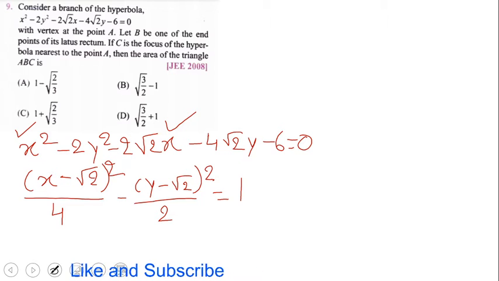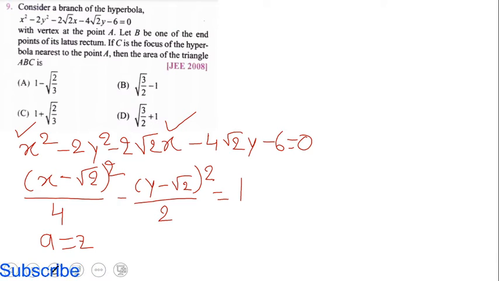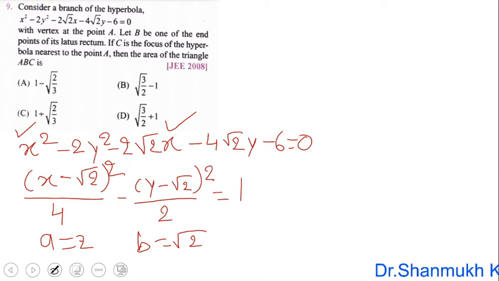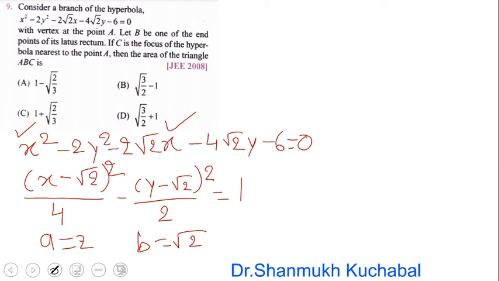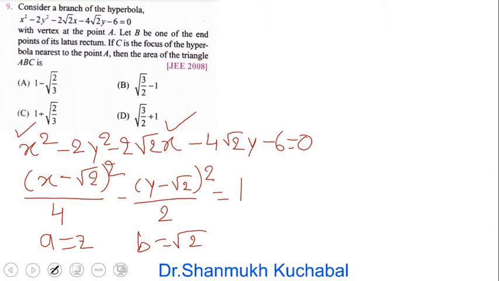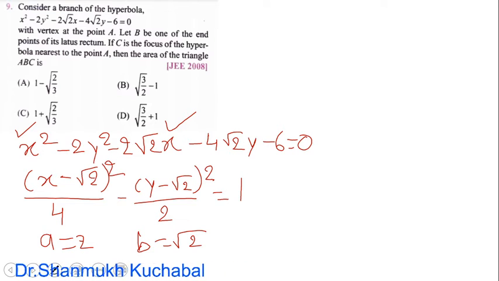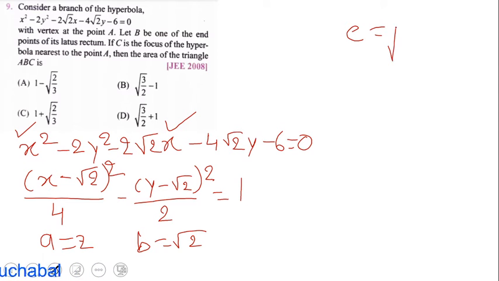So a square is 4, so a we are going to get as 2, and b square is 2, so b we are going to get as root 2 here. So these are the a and b values. Then we have to use the relation for e. Using that we get e, which is root 3 divided by 2. Then we have to calculate the area of the triangle.